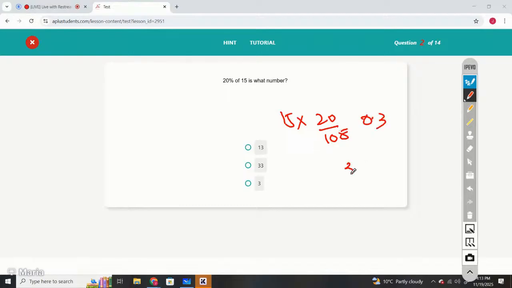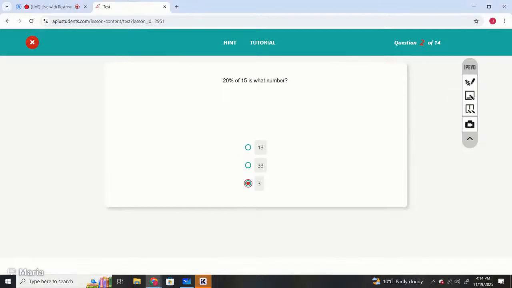That is 0.2 multiplied by 15, so that is 3. 20% of 15 is 3. The correct option is 3. Option number 3 is the correct option.